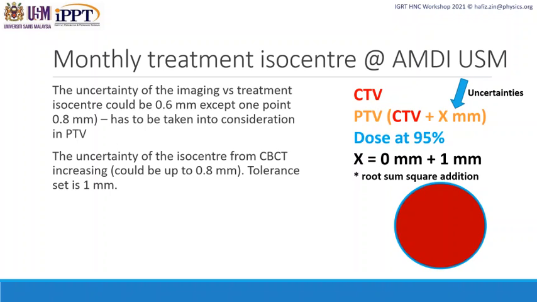So if you put a rough figure of 1 mm uncertainty from the isocenter, we can include that in the equation. So the expansion of the CTV margin of x mm consists of the uncertainty from the immobilization system, which I didn't put any in here, 0, as well as the 1 mm uncertainty from the isocenter. So it is the root sum square addition, where you square 0 and square 1 and then square root that to get the margin for the PTV.